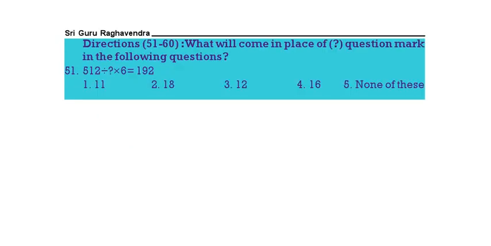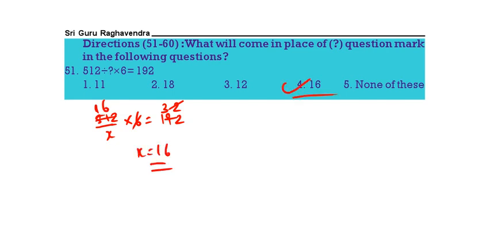Next one, questions 51 to 60. See the first one. 512 by x into 6 is equal to 192. Now do the calculation: 6 3s, 6 2s, 32 1s, 32 6s. So x value is 16. 16 is the correct answer.